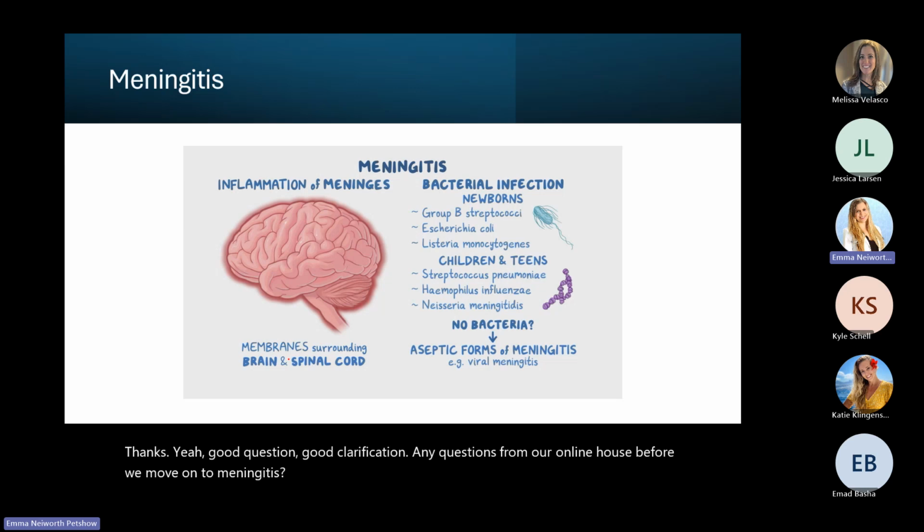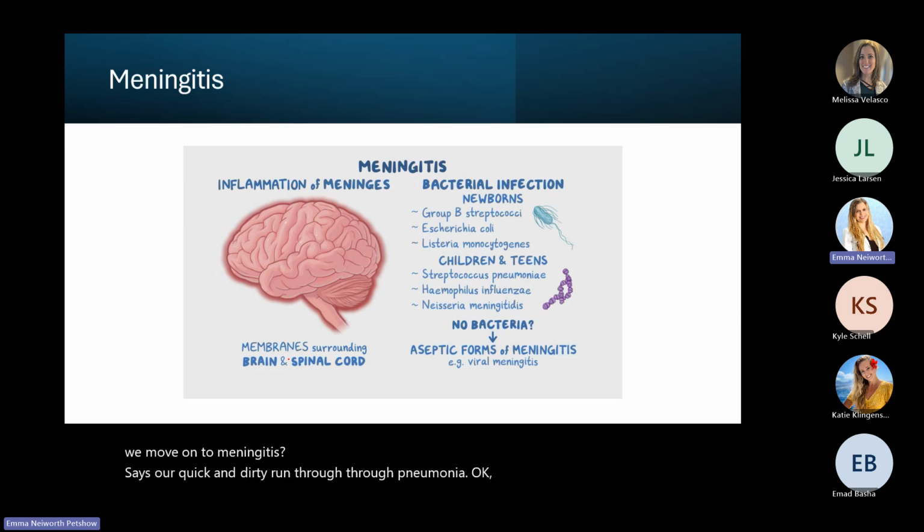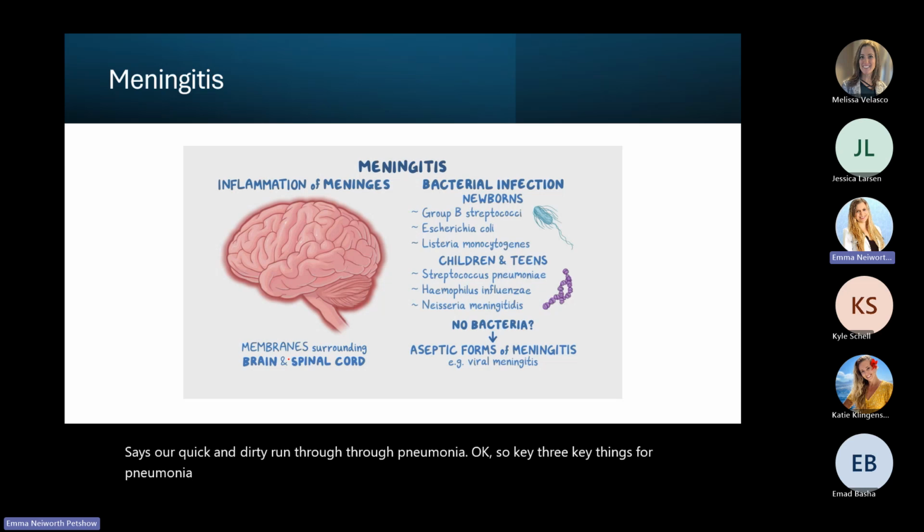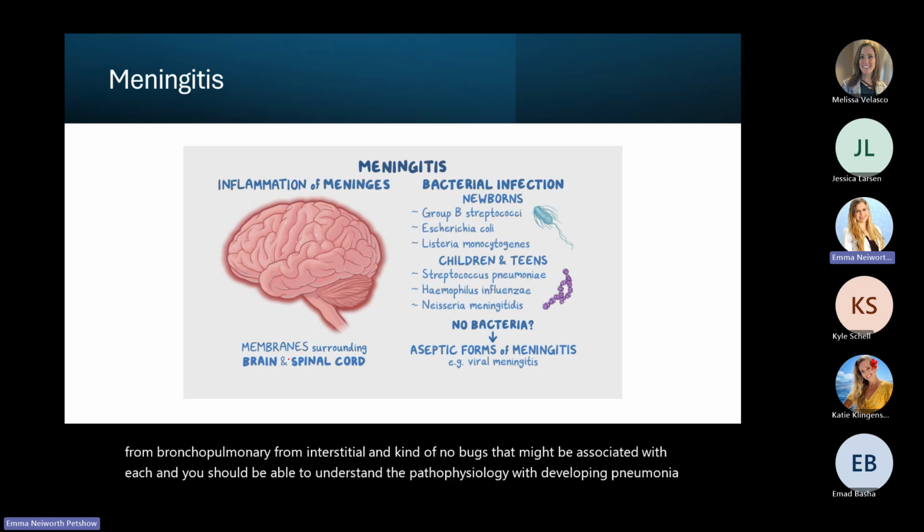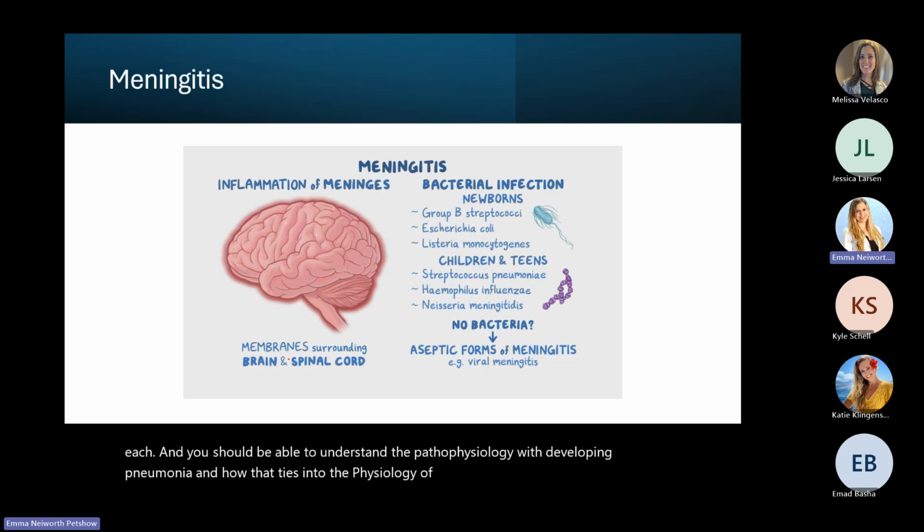That's our quick and dirty run through pneumonia. Okay, so three key things for pneumonia. You should know strep pneumoniae. You should be able to differentiate lobar from bronchopulmonary from interstitial and kind of know bugs that might be associated with each. And you should be able to understand the pathophysiology with developing pneumonia and how that ties into the physiology of our type 1 and type 2 pneumocytes. Those are the three key pieces I want you to pull from that section.